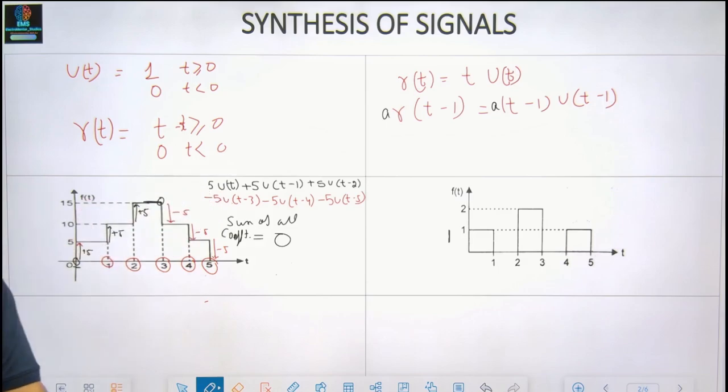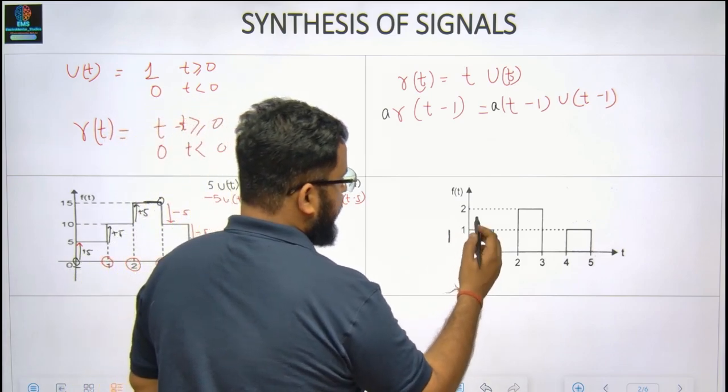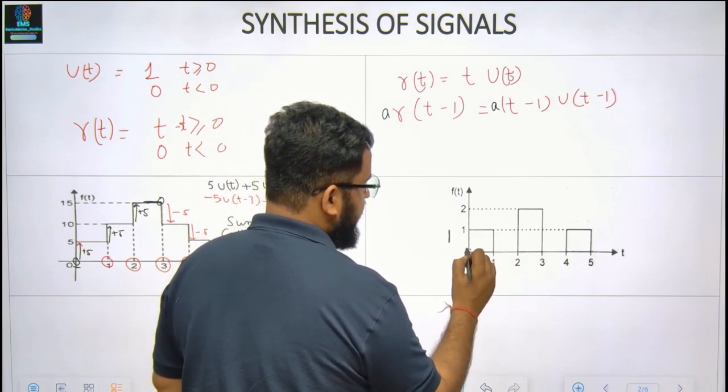So this is the synthesis of this particular waveform. Now moving ahead, there is another question. Okay, now start observing. Again, we'll go with the same logic.